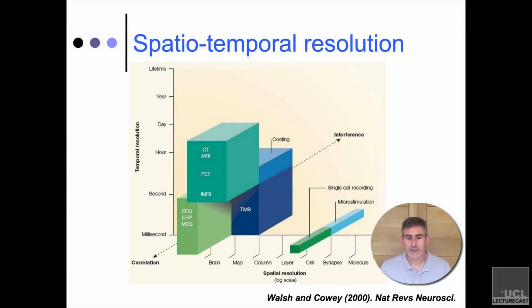So the first thing I want to talk about a little bit is spatiotemporal resolution. And this is a figure that has become super famous. Vince Walsh and Alan Cowey produced it about 20 years ago in a review paper. And it shows 3 dimensions of resolution. Along the x-axis, we have spatial resolution. And this is on a logarithmic scale. So the largest part is shown on the left. We're talking about like whole brain resolution. And on the right, you get down to the level of like individual molecules, right? And obviously it goes down very rapidly because it's a logarithmic scale.